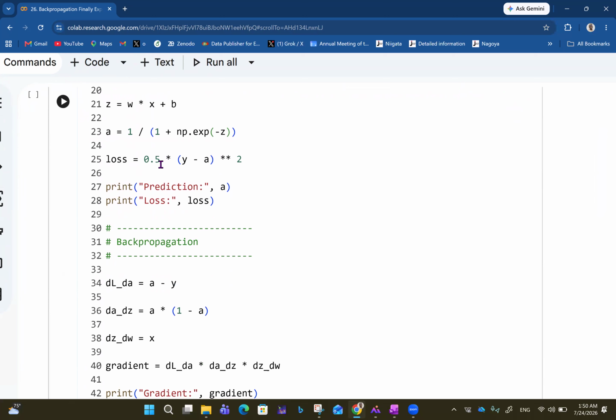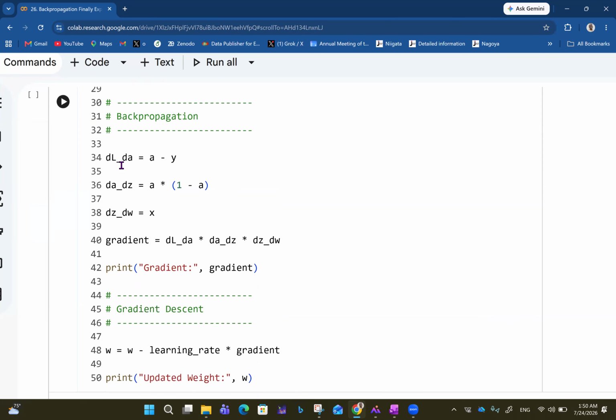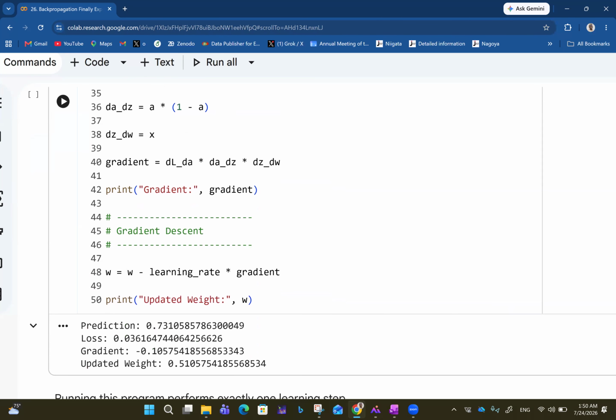And then the loss is computed as 0.5 times (y minus a) raised to the power 2, so that's half of (y minus a). Print the prediction, which is a, and the loss. Then for backpropagation, you have dL/da, that's a minus y. The da/dz is a times (1 minus a). dz/dw is x. So the gradient is dL/da multiplied by da/dz times dz/dw. Then you print the gradient and use gradient descent to update.